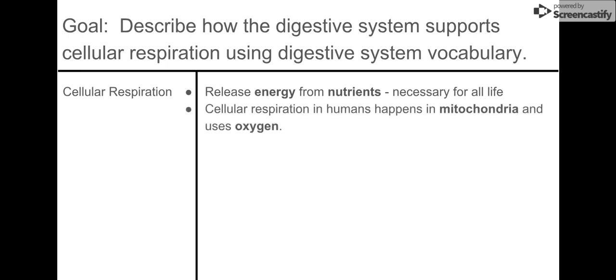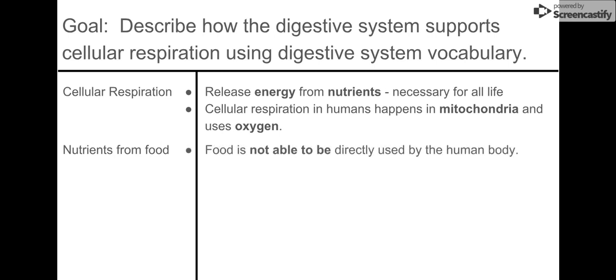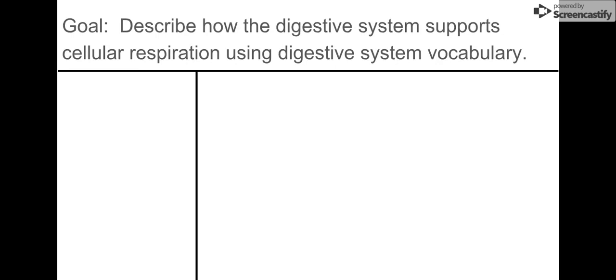So the important things to keep in mind here are that the cellular respiration in humans happens in the mitochondria and uses oxygen. The nutrients from our food that the cellular respiration also uses are a little bit tricky because our body is not able to directly use the food that we consume. The food that we consume is not useful until it is broken down in the digestive system. So that's the important thing to know about the nutrients from our food. And so we start with oxygen that is usable. We start with food that is not usable.